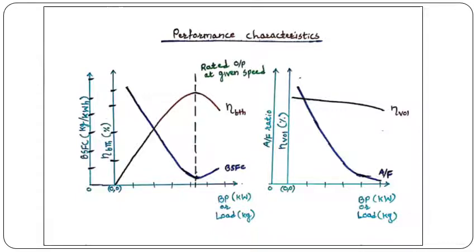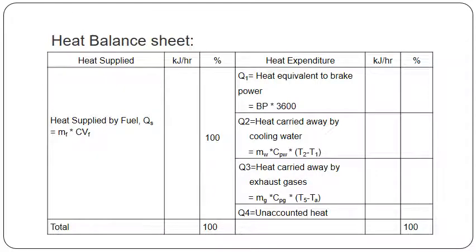Now the next thing is the heat balance sheet. In this heat balance sheet we have two parts. One is the credit side, which is the same as the total heat input to the engine, and the second one is the debit side, in which we are actually considering all the heat which is being utilized and the losses which are occurring in the engine.